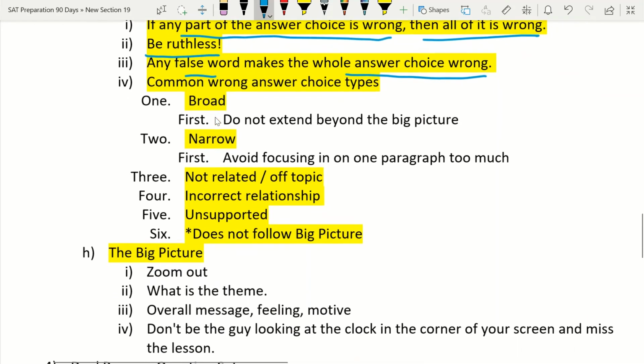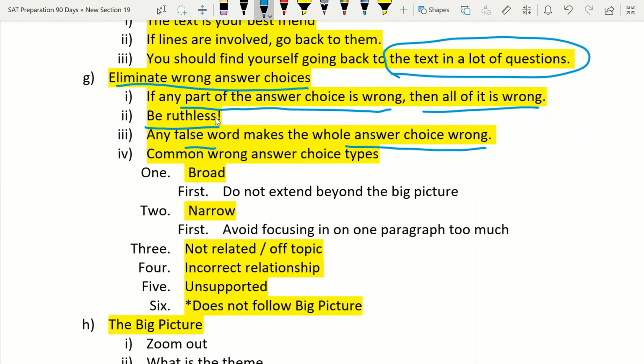All right, so let's go over some common wrong answer choice types. On the SAT reading section, there are some common things that show up as wrong answer choices. The first thing is too broad. And these aren't arranged by how often they show up. These are just numbered 1 through 6, so as far as frequency, they're not arranged in that order. But one of the common wrong answer choices is something that is too broad. It goes beyond the big picture. I'll talk about the big picture of the passage in a minute, but it's something that is way too broad. It doesn't really encapsulate the topic enough.